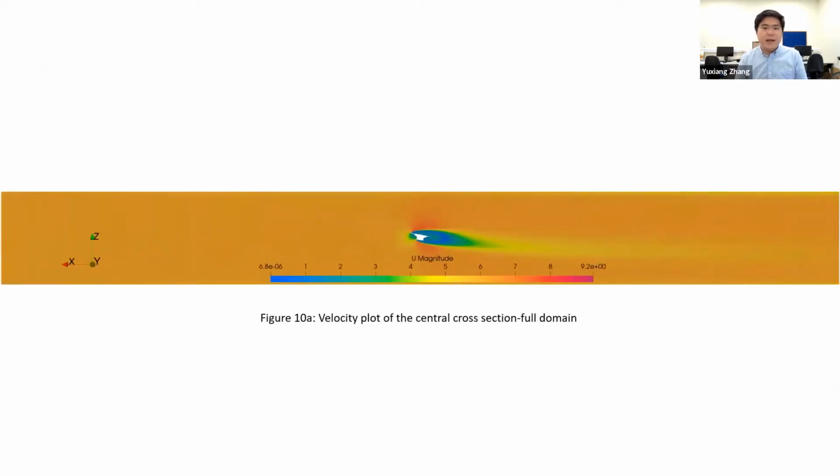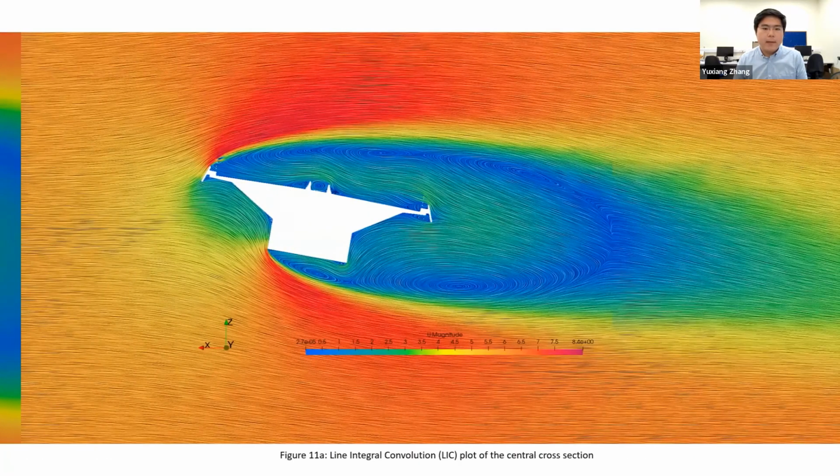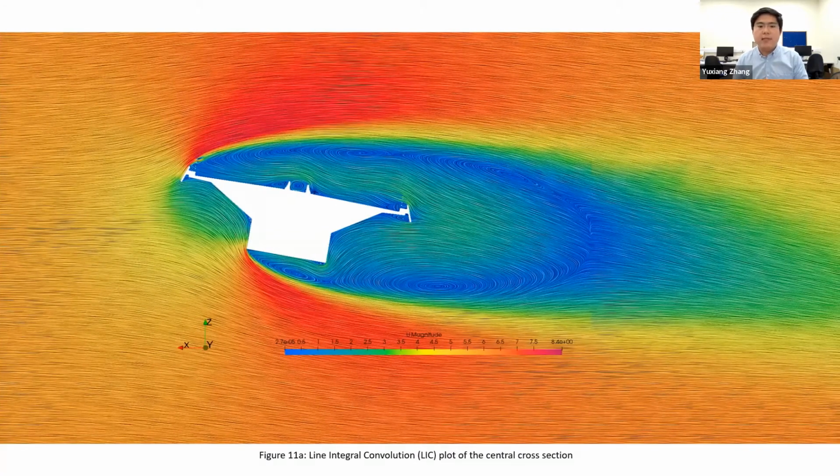Now let's see some results. Firstly, some colorful figures. This is a velocity plot on a cross-section of the full domain, and a closer view. And this one uses the line integral convolution representation to illustrate air circulations around the bridge deck sections.